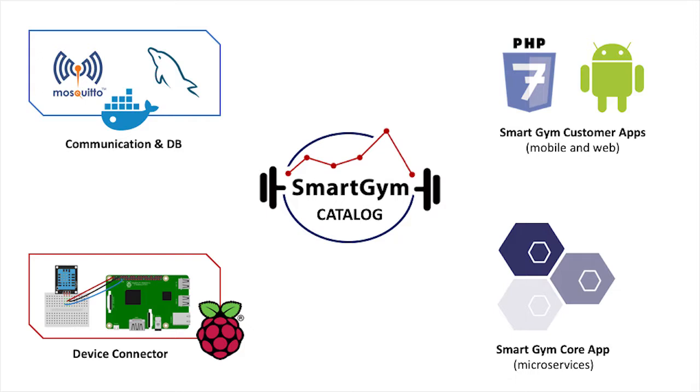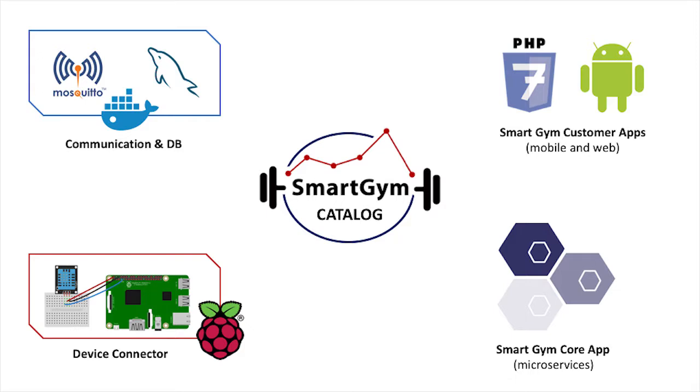Indeed, our SmartGym core application communicates with the catalog in order to register its services, search for resources, and so on and so forth. Those services exposed by the SmartGym core application, which is built using the microservices approach in order to avoid the monolithic app, can be then used by more customer-oriented applications such as the web application and the Android application.